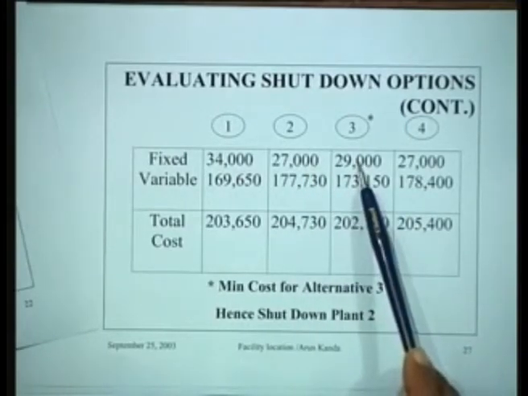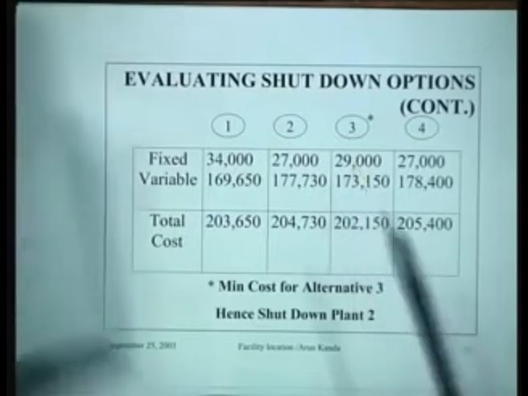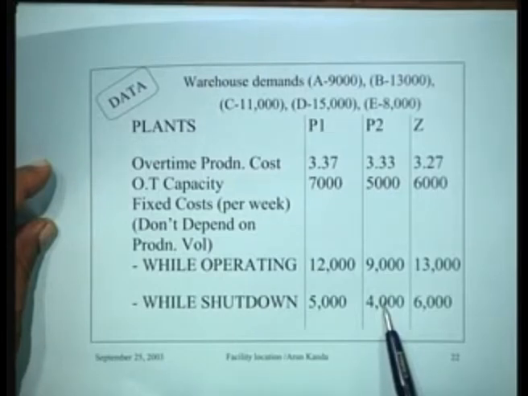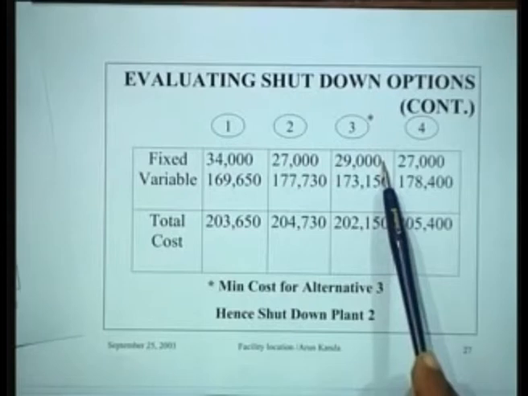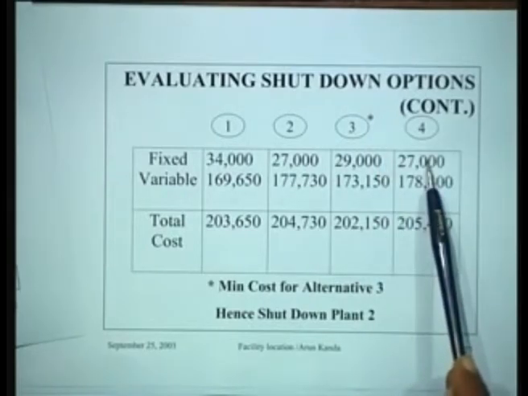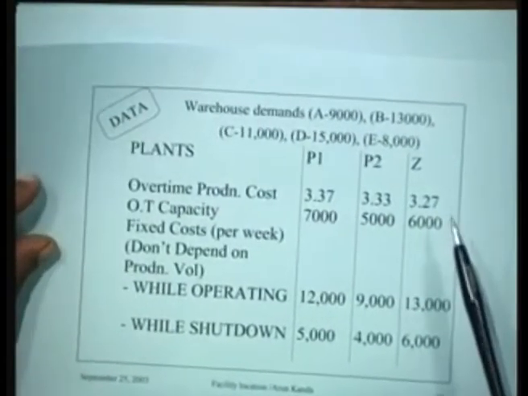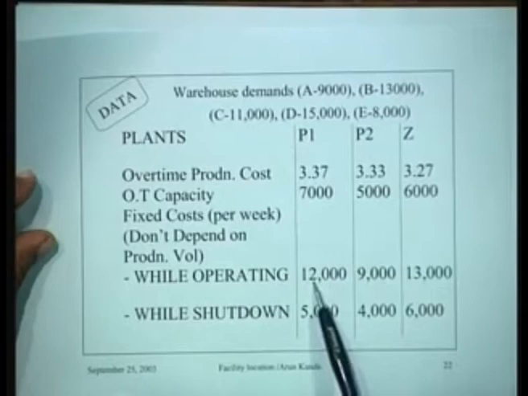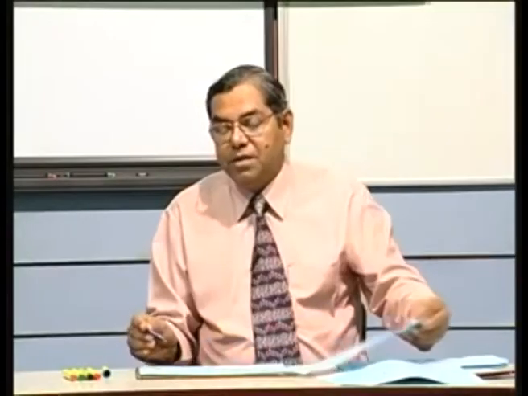So what was this option? Let's consider we do it for all these cases, then things would be clear. This was a case when plant 2 is shut down. When plant 2 is shut down, what happens? The cost here is 4,000. Plant 2 has been shut down. So 12,000 plus 4,000, 16,000, 16,000 plus 13,000 is 29,000. So that's the fixed cost here. And similarly, what was option 4? That is shut down plant 3, which means plant Z. If we shut down plant Z, we find that the total cost is going to be 6,000. So 12,000 plus 9,000 plus 6,000, that is 27,000. So you have the cost here.